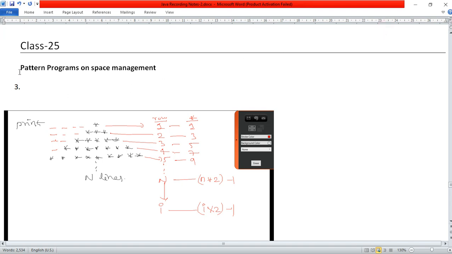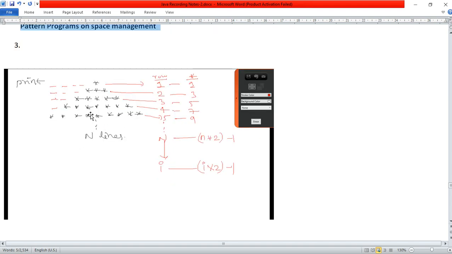We understand some more pattern programs on space management. Okay. So the program is that we have to print stars like a pyramid. For 1 star, 3 stars, 5 stars, 7 stars and 9 stars.